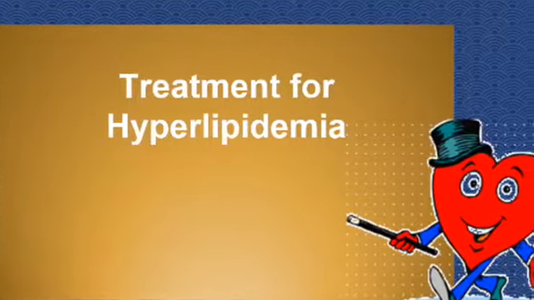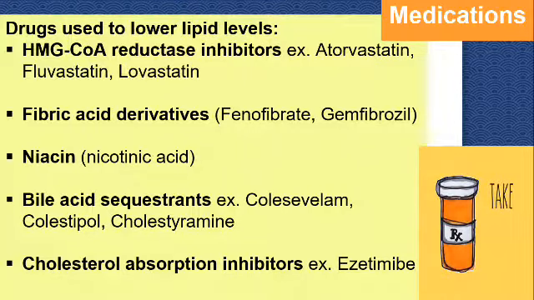Treatment for hyperlipidemia. The following medications or drugs are used to lower lipid levels. First is HMG-CoA reductase inhibitors. Second is fibric acid derivatives. Third one is niacin. Fourth is bile acid sequestrants. And the fifth one is cholesterol absorption inhibitors.